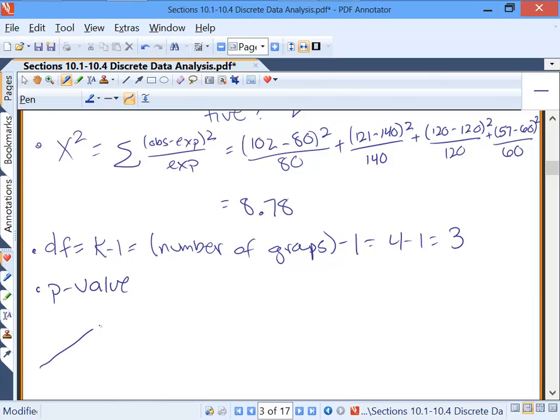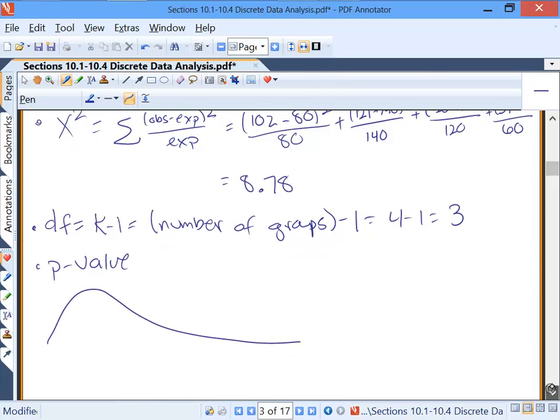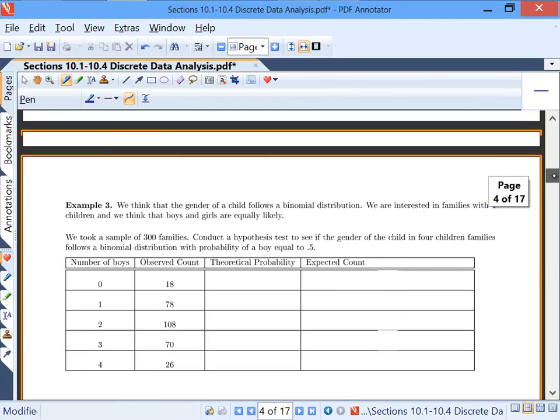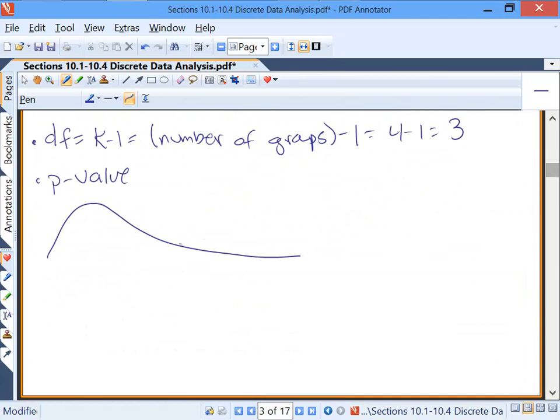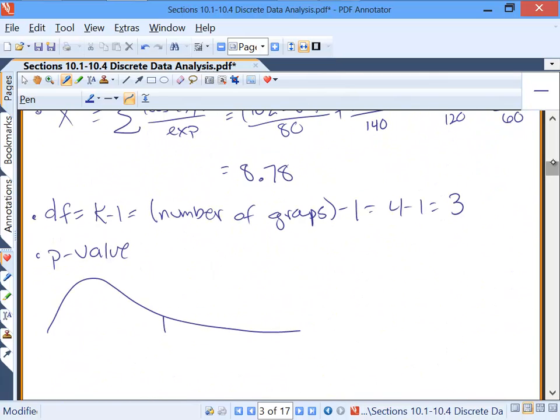So my p-value. Here's my chi-square test statistic, and my chi-squared. And remember, the chi-squared is not symmetric. It has a long right tail. I should try and remember to draw it that way. Here's my test statistic of 8.78, and I was looking for the area to the right with 3 degrees of freedom, and my p-value is between 0.05 and 0.025.